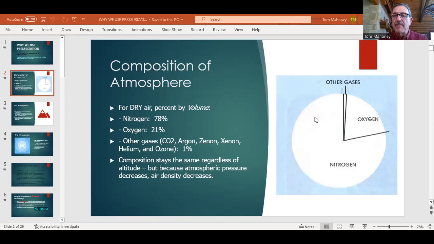If I'm standing on top of Mount Audubon out near Ward, Colorado, at 13,000 feet, the composition remains the same, 98% nitrogen, and 21% oxygen. A little harder to breathe because the density of that air at 13,000 feet is quite a bit less than the density of the air at sea level.